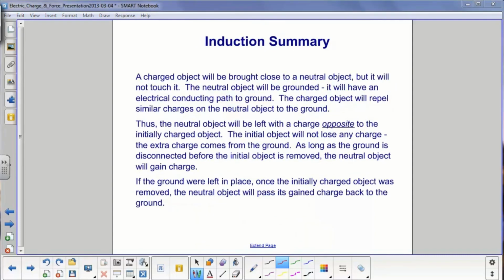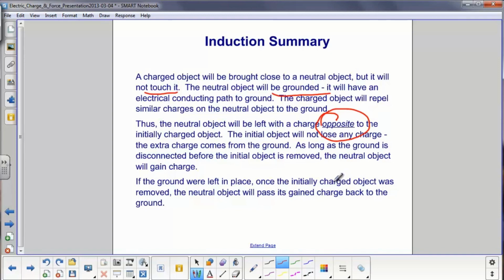Induction has 2 major differences between it and conduction. Number 1, the objects are brought close to each other, but there is no physical touching. In addition, the neutral object will be grounded. It will have an electrical conducting path to ground. The charged object will repel similar charges on the neutral object to the ground. Thus, the neutral object will be left with a charge opposite to the initially charged object, whereas in conduction, the neutral object is left with a charge that is the same as the initially charged object.